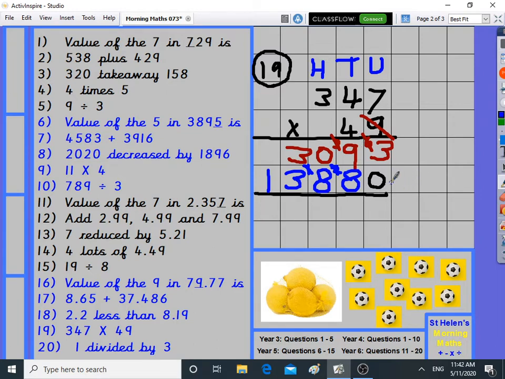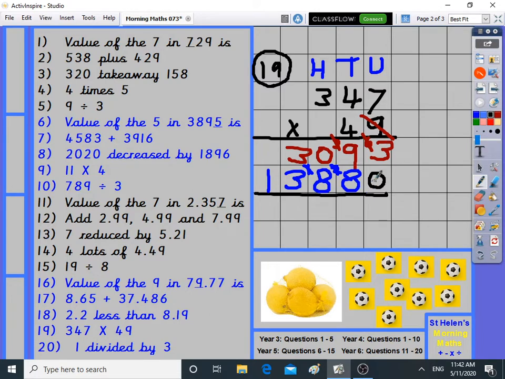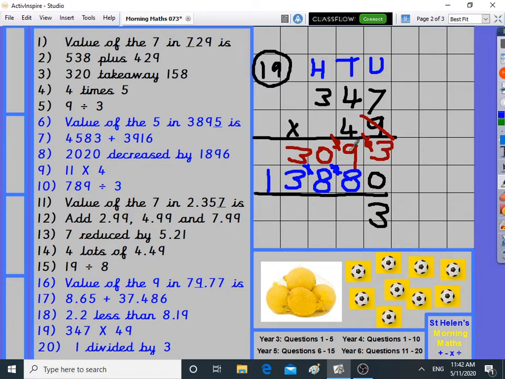Then we need to add up our 2 answers to get our final answer. 3 plus nothing, 3. 9 plus 8, 17. 0 plus 8 plus 1, 9. 3 plus 3, 6. And a 1. 16,973.